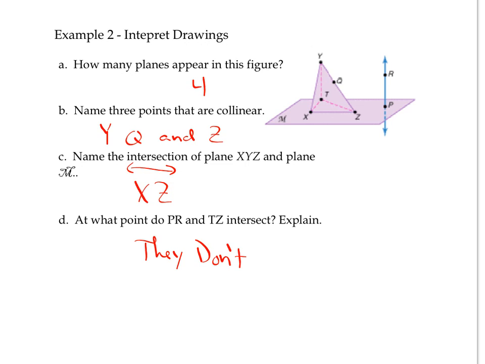And at what point do PR and TZ intersect? Well, PR is right here, and TZ is right here. They do not intersect because TZ does not pass through P. All right, they don't intersect.